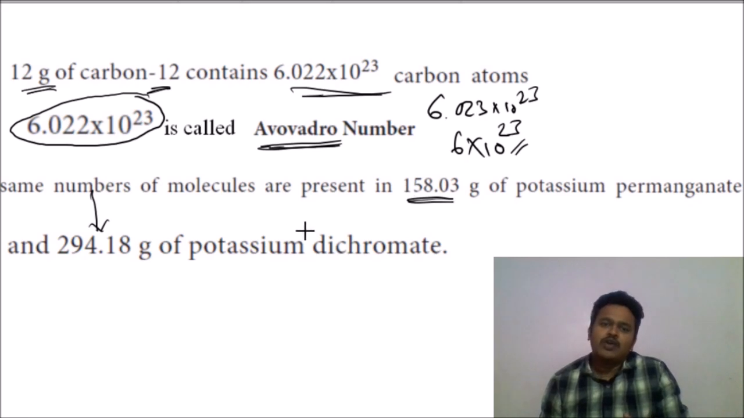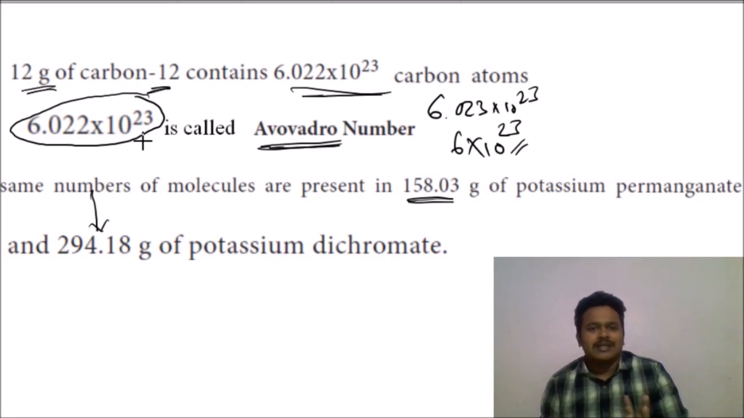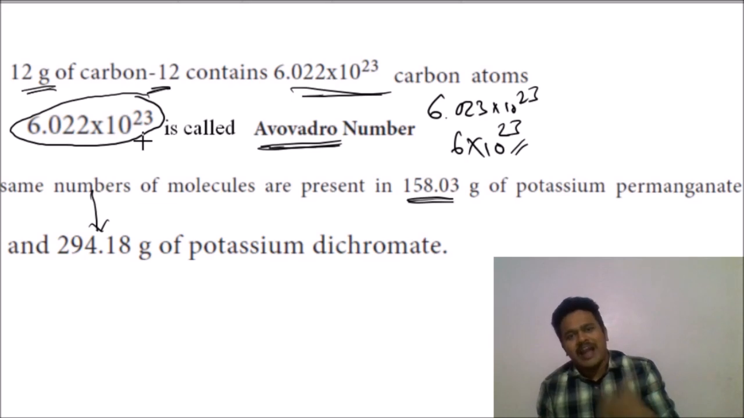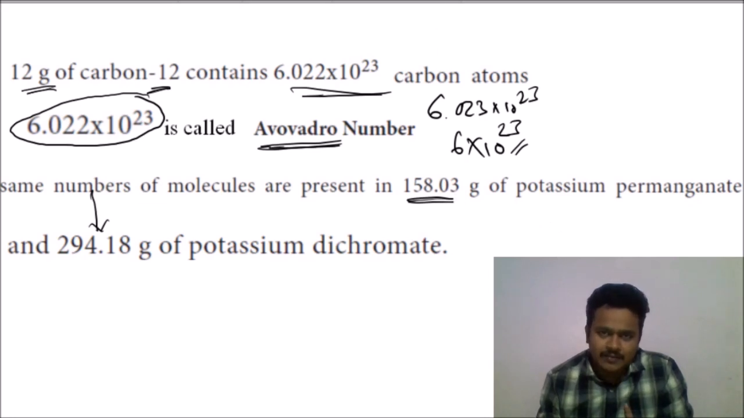Here we are going to learn that 6.023 into 10 power 23 atoms, molecules, electrons, ions or particles, that many particles, Avogadro number of particles, Avogadro number of atoms, Avogadro number of molecules, Avogadro number of electrons, Avogadro number of ions, we can say as a mole. That is the first definition we can learn.